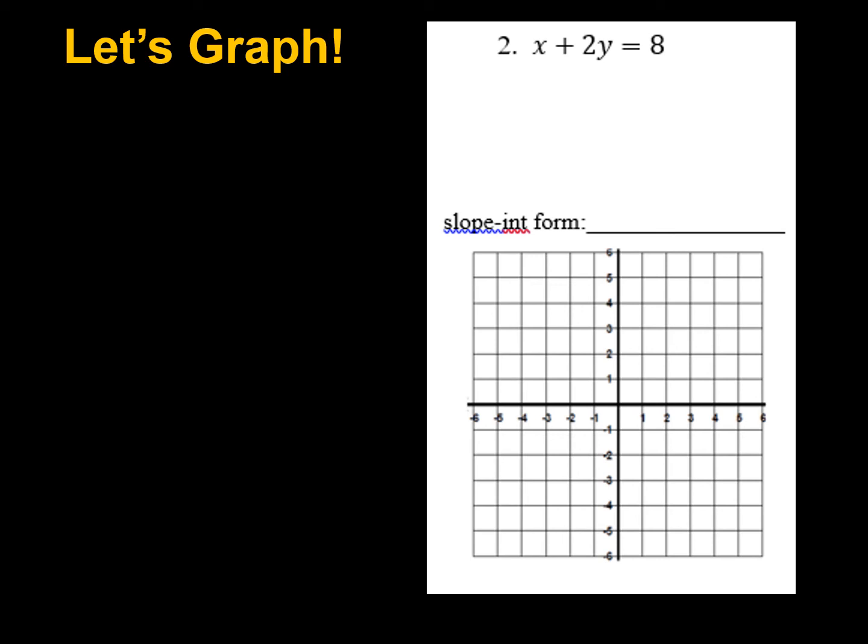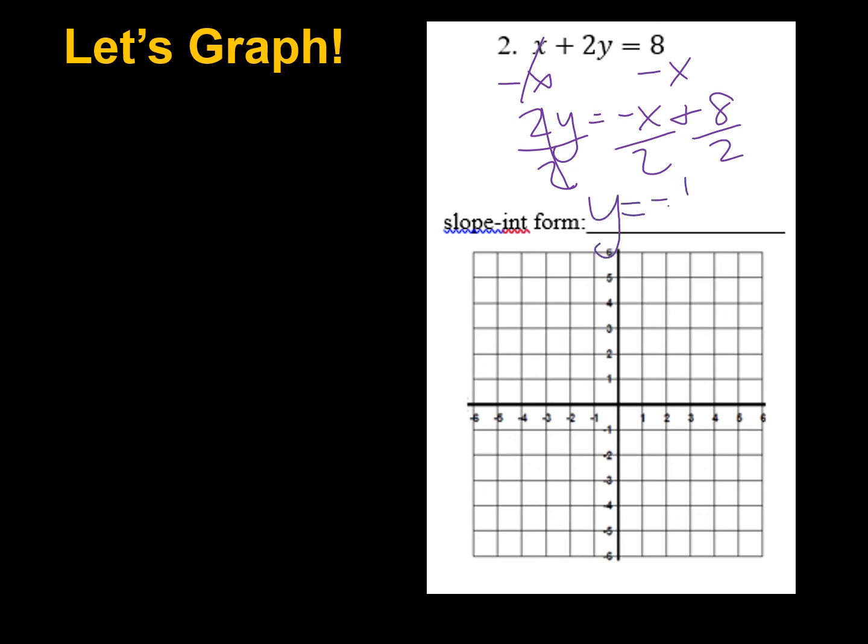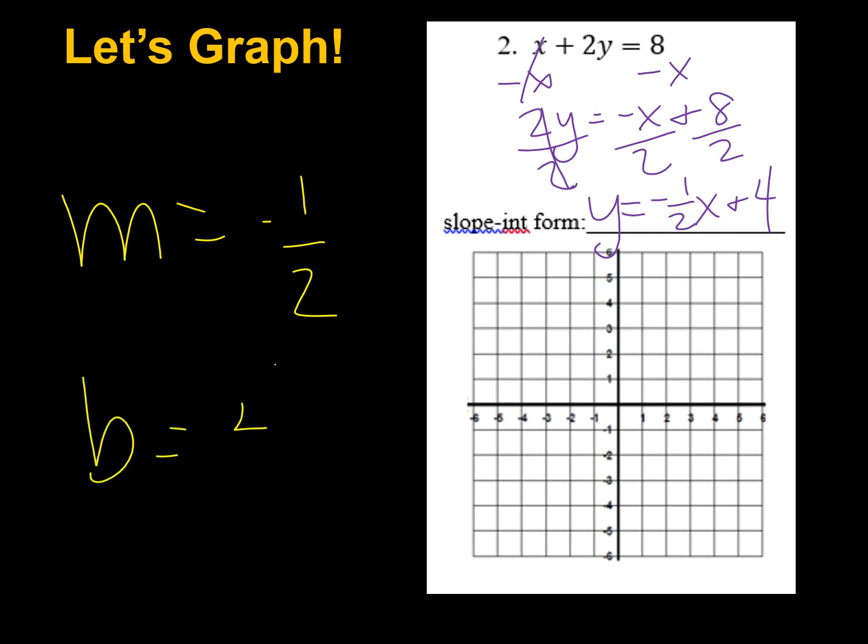Okay, number 2. Subtract x from both sides. I get 2y equals -x plus 8. Divide by 2 on both sides. So I get y equals -1/2 x plus 4. So my slope is -1/2, and my y-intercept is 4.